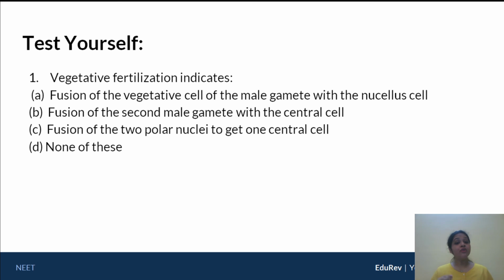Point C, fusion of the two polar nuclei to get one central cell. Now we know this is not the correct thing. This is what happens during embryo sac formation, and D is none of these. So definitely the answer here is option B.